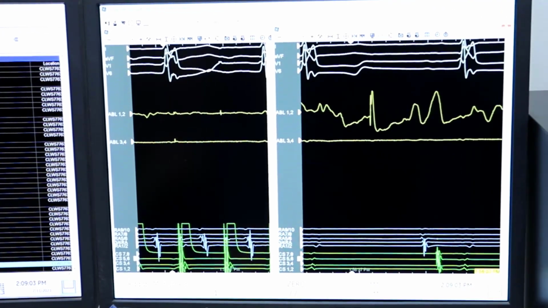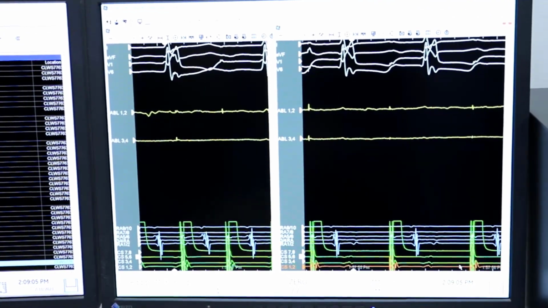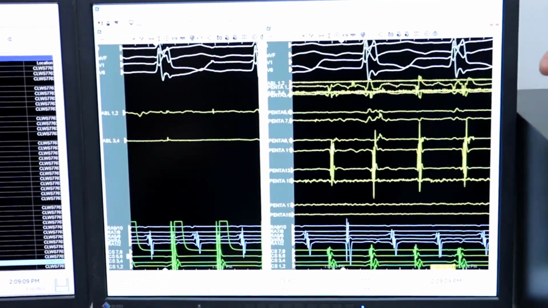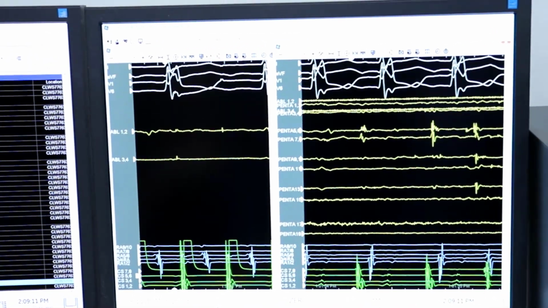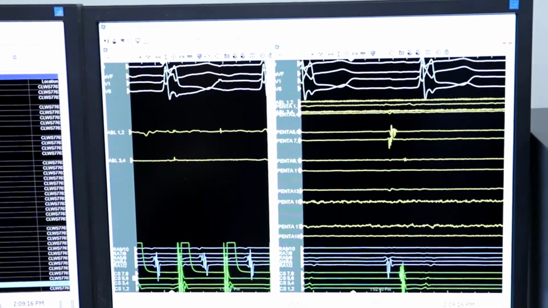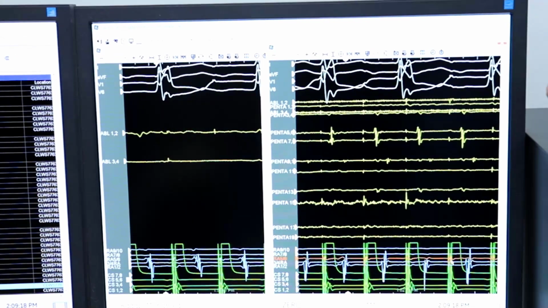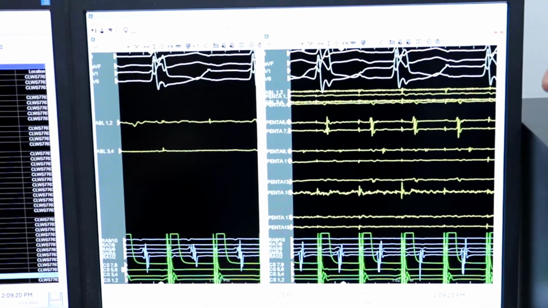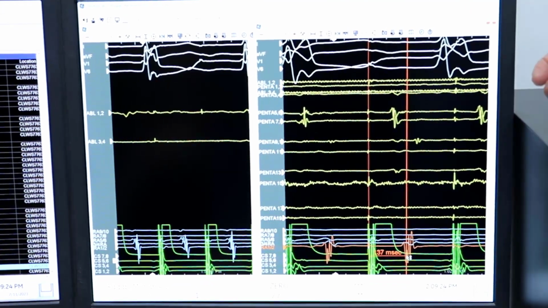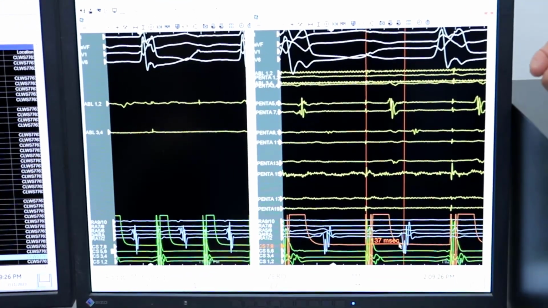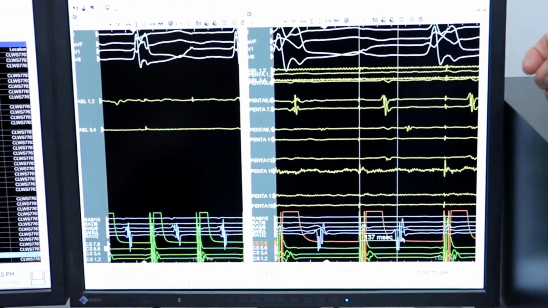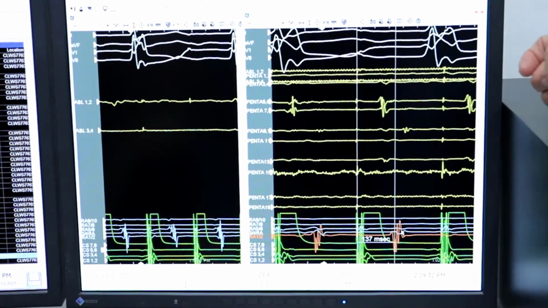At the beginning of the study, we were trying to pace from the CS here. Pacing from the CS, the timings suggested that actually the CTI was blocked, right? So we were pacing from here, and I look at the time, it's 137, so it's clearly beyond 115. But if you look at the sequence here, the distal right atrium is earlier than the other one.